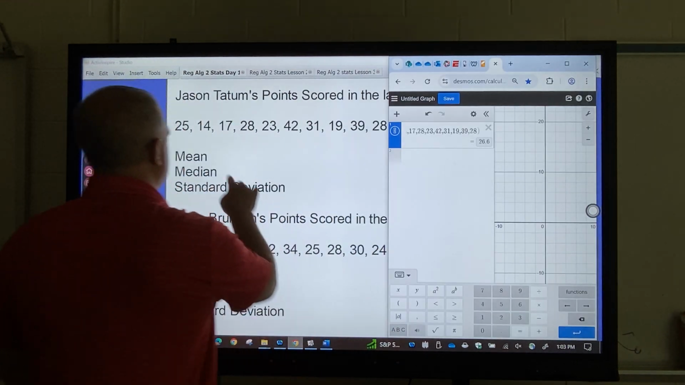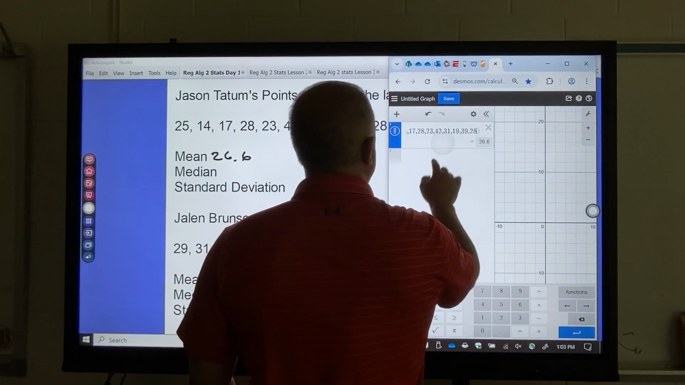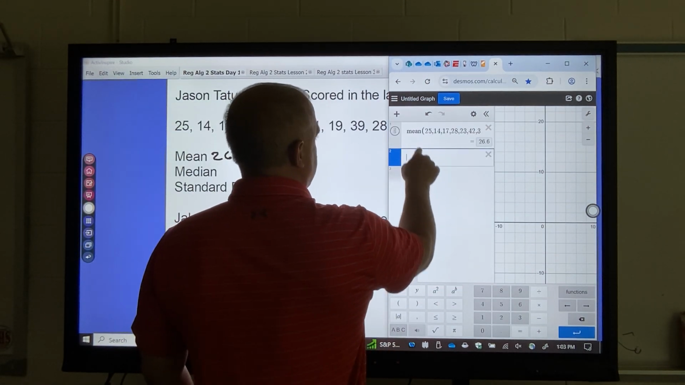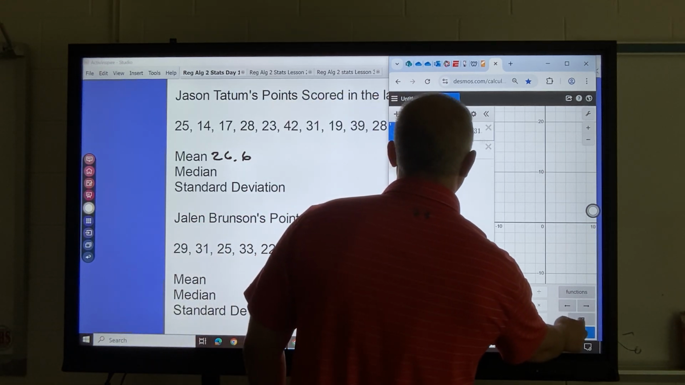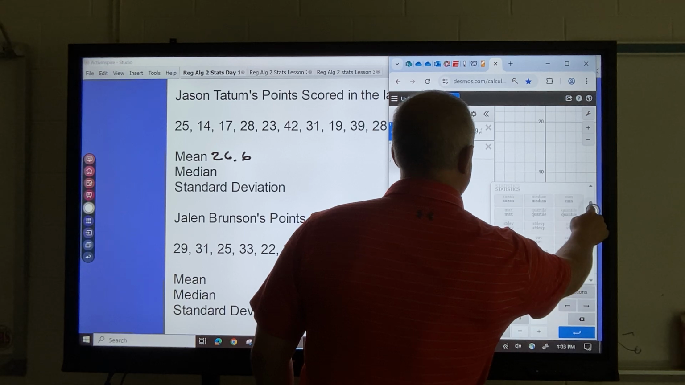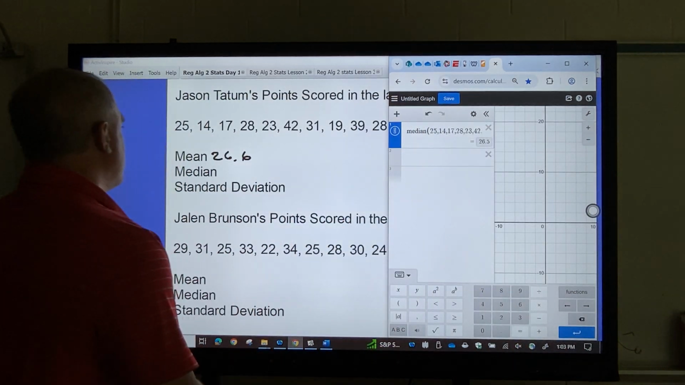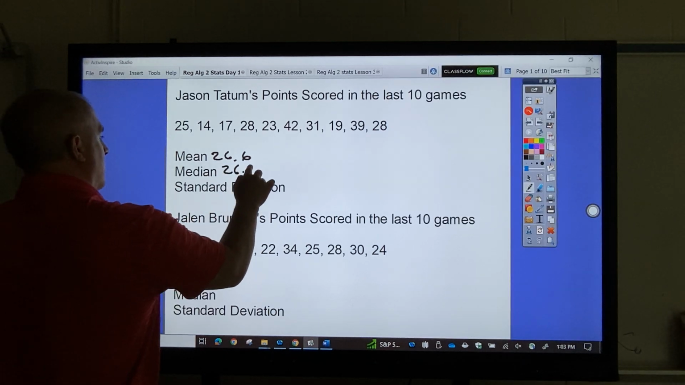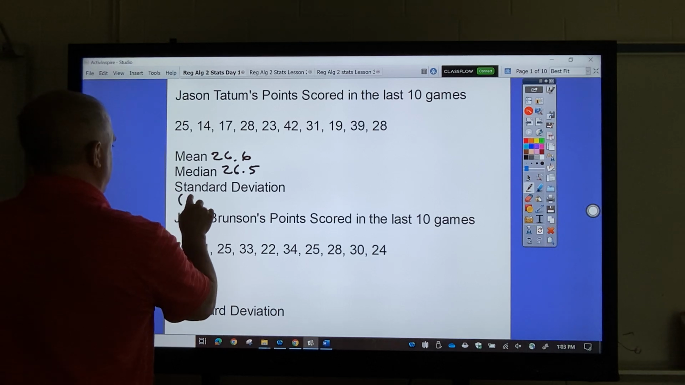26.6. To get the median, all you've got to do is click down here and just replace this word. Delete it, go to functions and go back, and just put median. Then just delete the parenthesis, and that's 26.5. Standard deviation. What standard deviation does is talk about consistency.